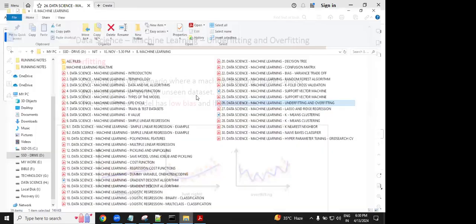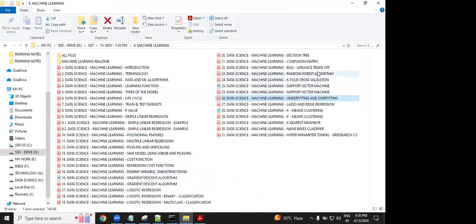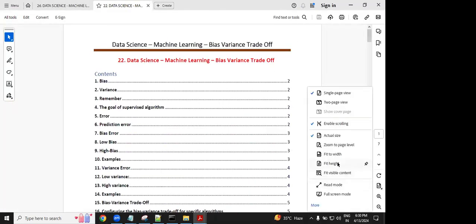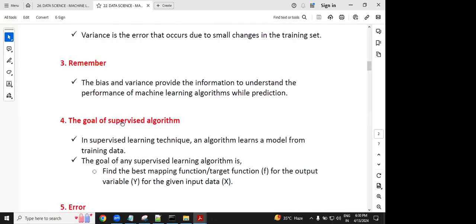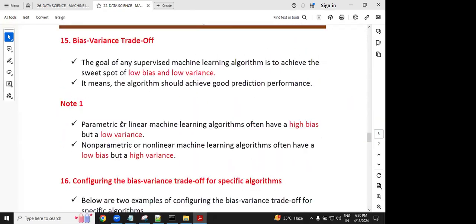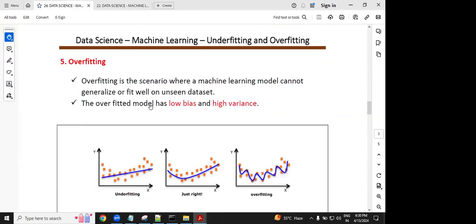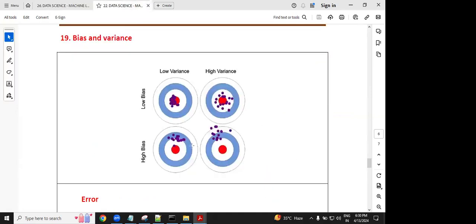Hold on. Let's open that material. Team, I need your attention. Look at this. The overfitted model has the properties of low bias value and high variance. Just try to see where that combination is. Low bias and high variance, this model is called an overfitting model. The diagram has meaning.